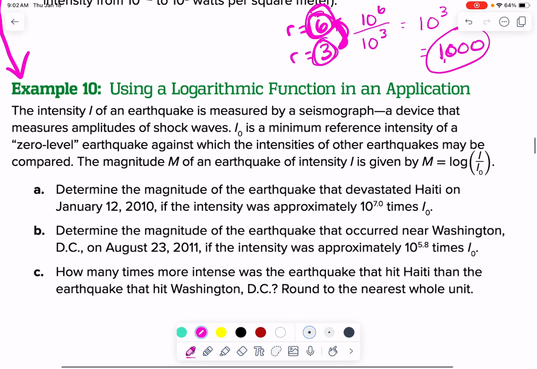So here's our intensity of earthquake function. The intensity I of an earthquake is measured by a seismograph, a device that measures amplitude of shock waves. I sub 0, or they call it I naught, is the minimum reference for intensity of a 0 level earthquake. So that's no earthquake at all, against the intensity of other earthquakes that they can compare, okay? So this is the function that we use to identify what the magnitude is, okay?